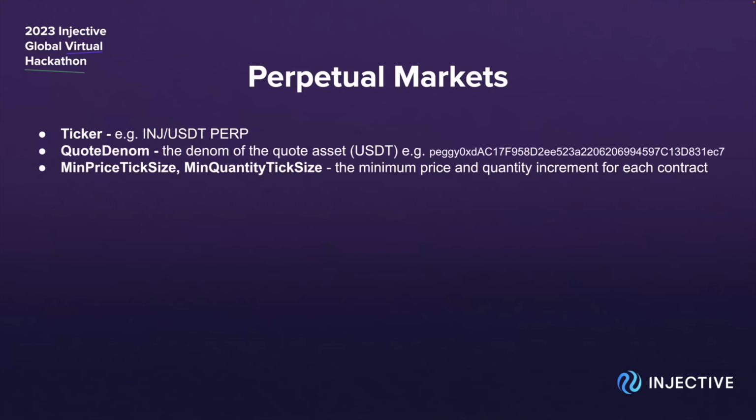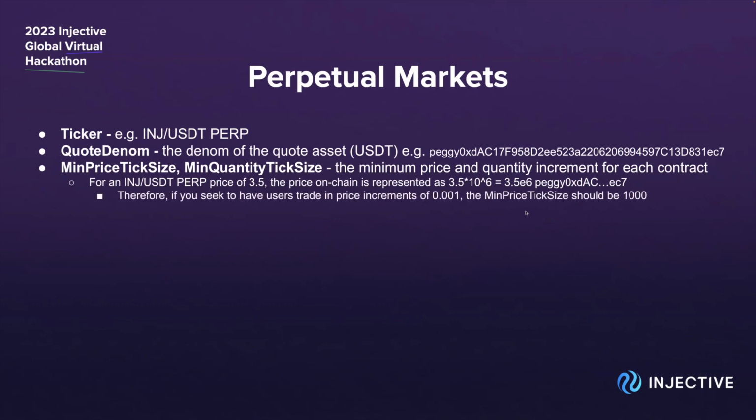The difference here is that because we are trading a synthetic instrument and not an actual token itself, it's a little bit more straightforward. As an example, for an INJ perp of 3.5 price, the price on chain is represented in this form: the actual amount of USDT, in this case 3.5 E6, because of course USDT has 6 decimal places. So if you seek to have users trade in price increments of 0.001, the min price tick size should be 1,000.